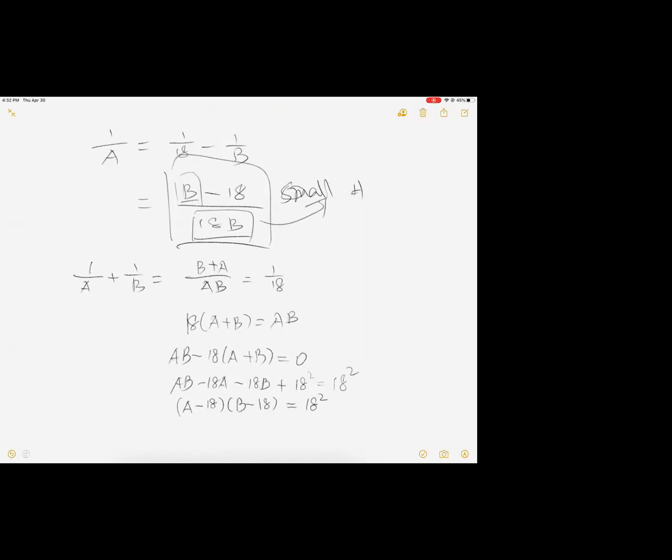So now I guess you're trying to find numbers that can apply to (A minus 18) times (B minus 18) equals 18 squared. Okay. So basically you're trying to factorize 18 squared, right? Okay. 18 squared equals 3 to the fourth power times 2 to the second.